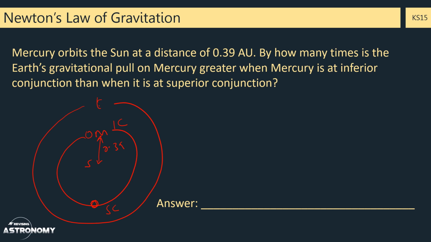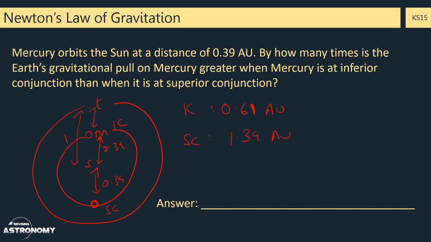So we can firstly work out the distance between Earth and Mercury at inferior conjunction. So this distance here would be 1 minus 0.39 gives us 0.61 astronomical units. And at superior conjunction, we can work that out. So the distance here would be 0.39, add the 1 astronomical unit, so that would be 1.39, when it's at superior conjunction.